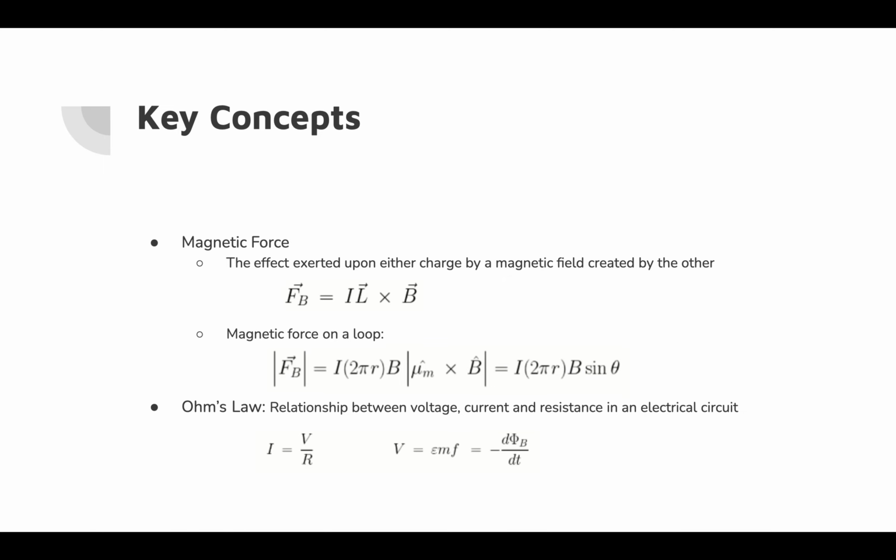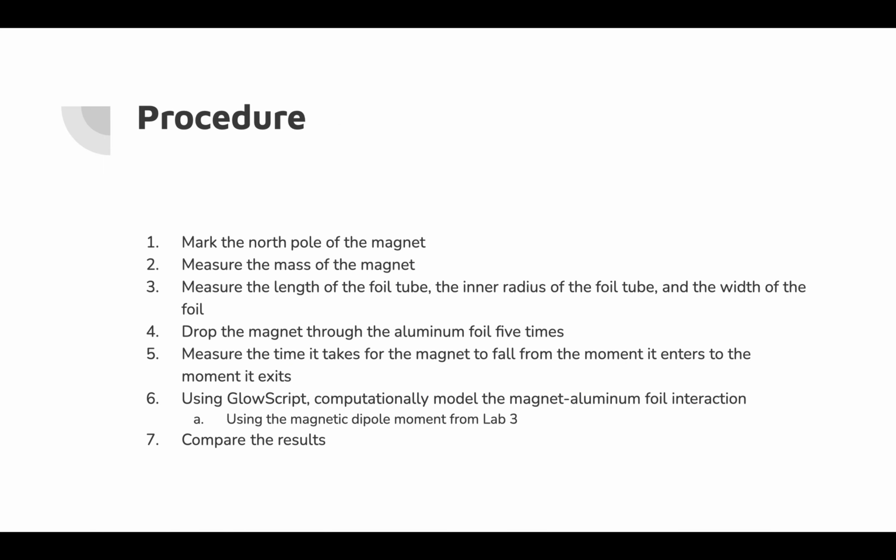The procedure for this lab includes marking the north pole of the magnet, measuring the mass of the magnet, measuring the length of the foil tube, the inner radius of the foil tube, and the width of the foil tube. Then dropping the magnet through the aluminum foil 5 times, measuring the time it takes for the magnet to fall from the moment it enters to the moment it exits. Then, using GlowScript, computationally modeling the same interaction and comparing the results.